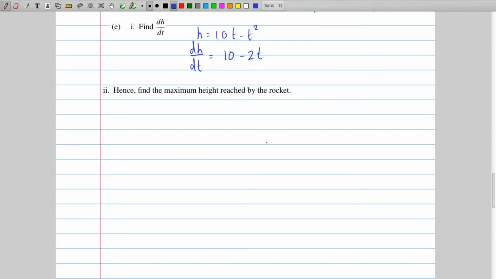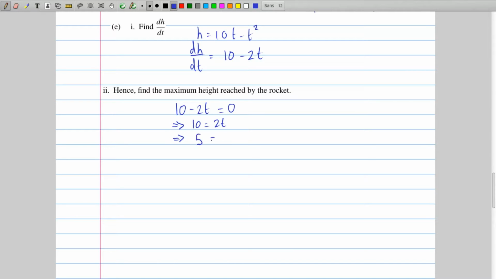When you see the word maximum, you should hear these alarm bells in your head saying the first derivative equals 0. Anytime you see maximum, minimum, biggest, smallest, tallest, shortest, anything that's the most or the least of some kind of quantity, you're talking about the first derivative equaling 0. So we're saying 10 minus 2t equals 0, because we're looking at the maximum, in which case 10 is equal to 2t.